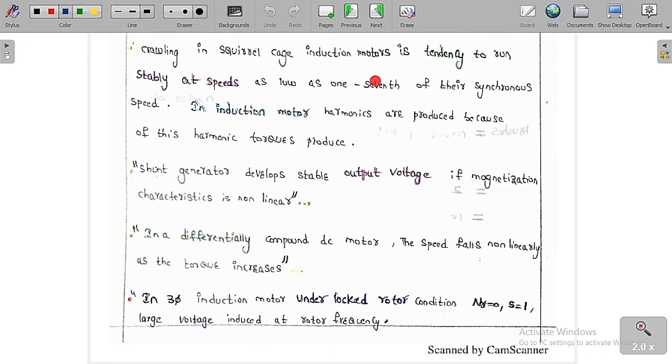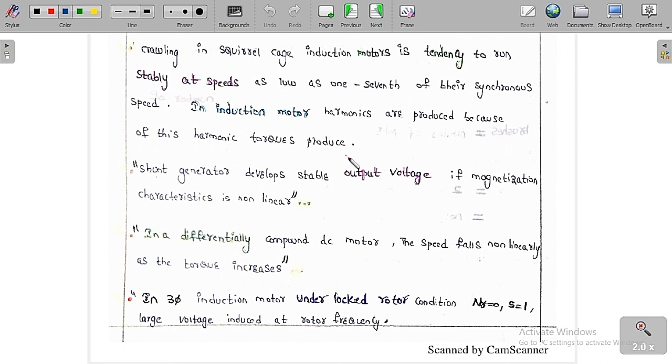Crawling in squirrel cage induction motors is the tendency to run stably at speeds as low as 1/7 of the synchronous speed. In an induction motor, harmonics are produced. Because of this, harmonic torque is produced. I have already told you, crawling basically means a squirrel cage induction motor has a tendency to run stably at speeds as low as 1/7 of the synchronous speed.